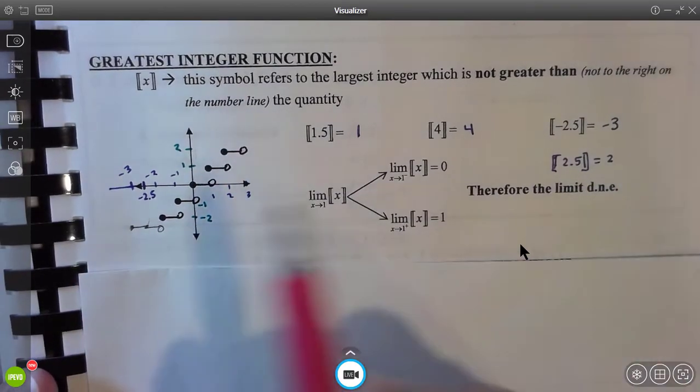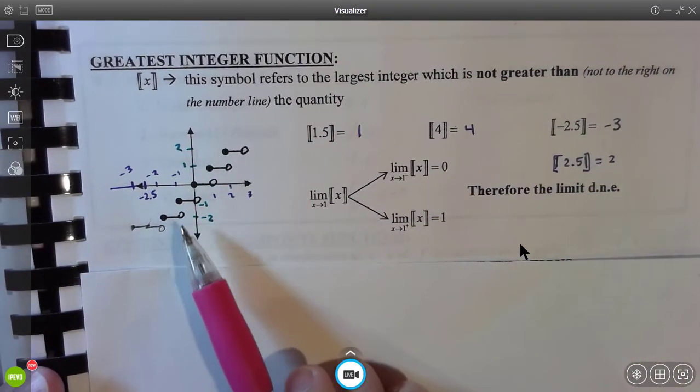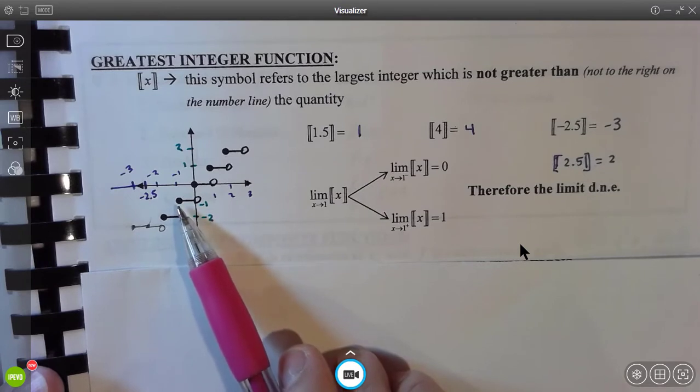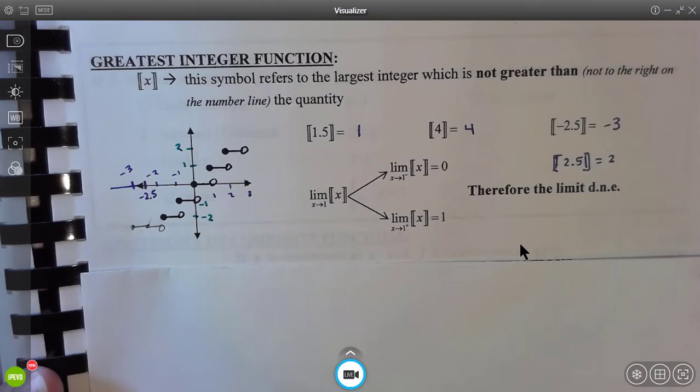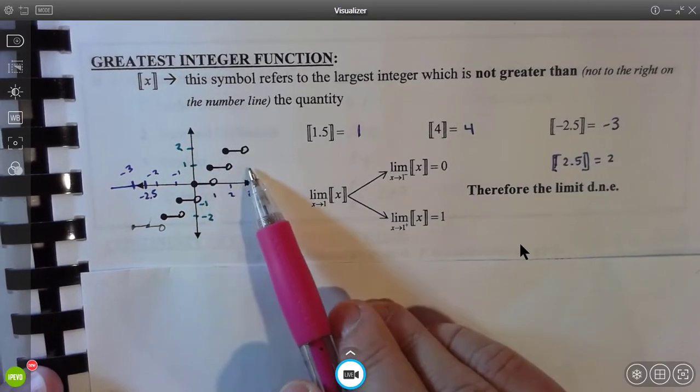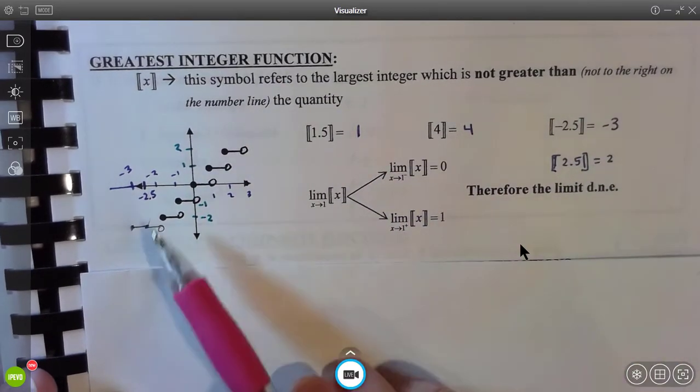Or mailing letters. Now, I know you probably don't do that very often, but there are weights, a certain amount of weight, and it gets a price. The next, over that weight, it jumps up to the next price. So the greatest integer function has jumps.